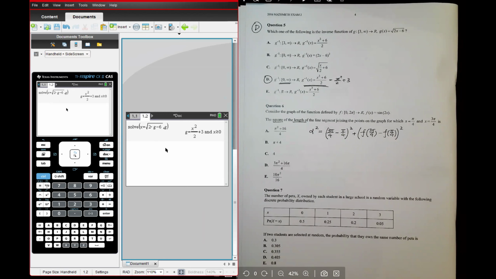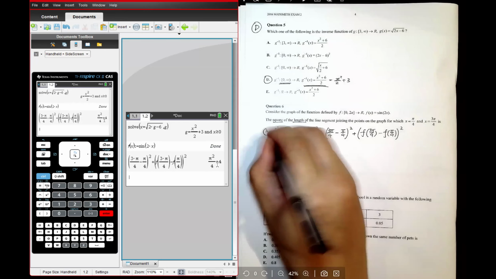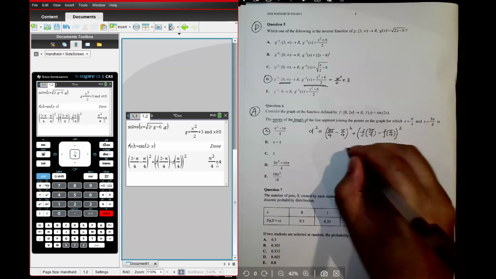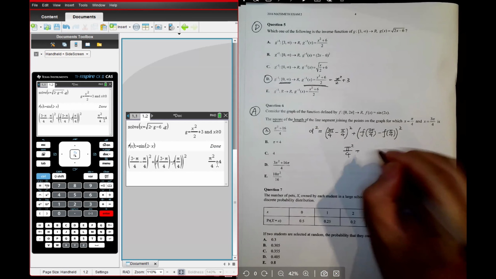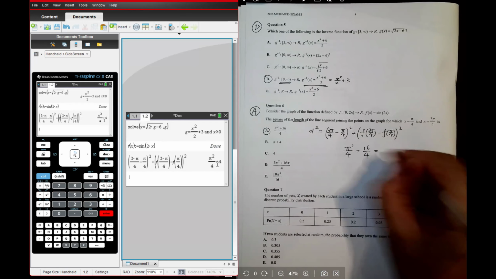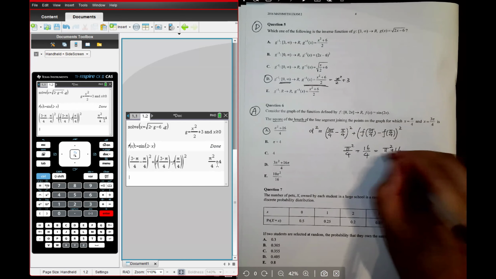let's just go for f of x, again, is assigned to sine 2x. And we just get a 3 pi over 4 minus pi over 4, whole thing squared, plus f of 3 pi over 4 minus f of pi over 4, whole thing squared. And the answer is pi squared over 4 plus 4, which gives you option A. Pi squared over 4 plus 4, that is 16 over 4. And then we can look at the next question.